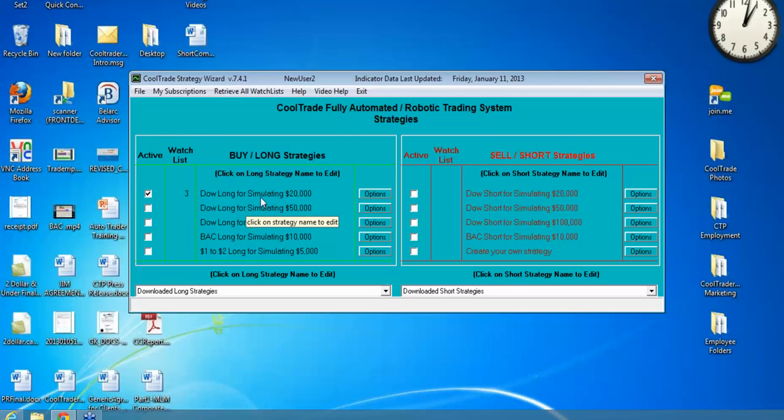So the Dow Long is one that is developed for people with $20,000. This one here is a template for people with around $50,000. This one's a template for people around $100,000. And then there's Bank of America, and this is a simulator for a $10,000 account. And this $1 to $2 strategy is for a $5,000 to $15,000 account.